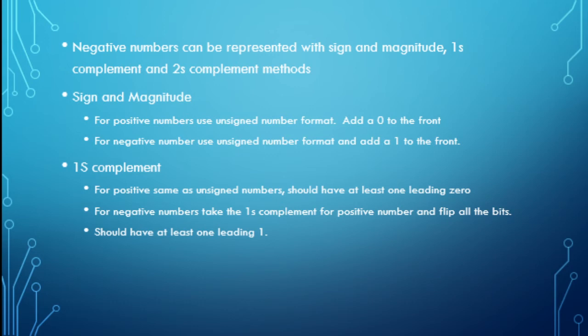In the ones complement, for positive numbers, you do the same as the sign and magnitude method, making sure that you have a leading 0. If it is a negative number, you do the unsigned conversion and make sure you have a leading 0. Then you flip all the bits of that number. If you need any extra bits at the beginning, you can add leading ones.